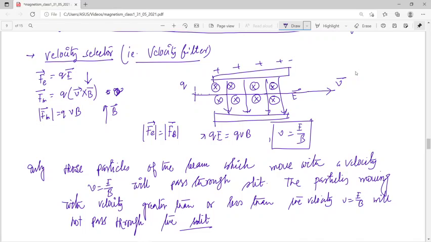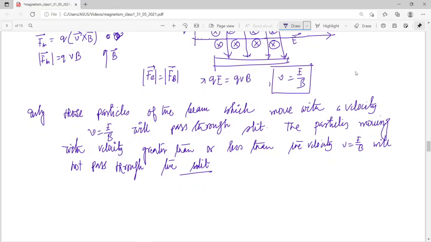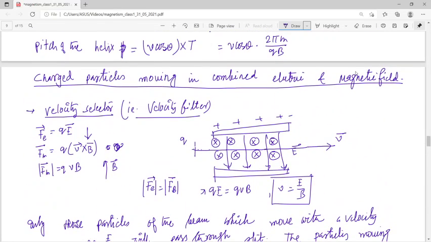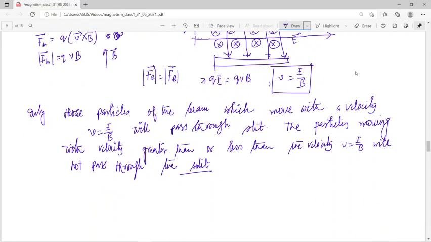There is an instrument, the mass spectroscope, that works on the principle of the velocity selector. It is a device used to separate particles according to their specific charges. When a charged particle moves in combined electric and magnetic fields, one example is velocity selection and another example is the cyclotron, which is one type of particle accelerator.